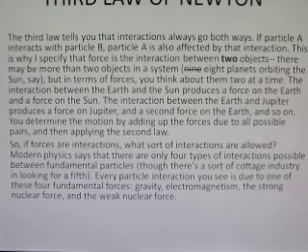The interaction between the Earth and Jupiter produces a force on Jupiter and a second force on the Earth, and so on. You determine the motion by adding up the forces due to all possible pairs, and then applying the second law. The third law is just all about comparing objects to another object. That's the point of Newton's third law.